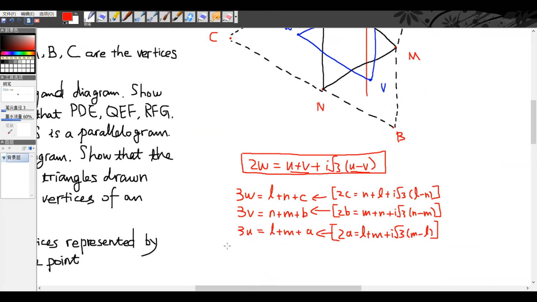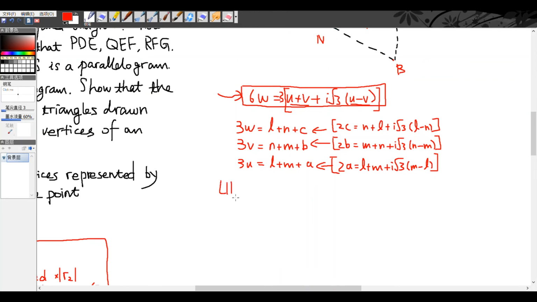So now, because the equality we want to prove is just this, we have to prove that the right hand side is equal to the left hand side. In order to make our calculation clear, I rewrite this equality as 6w equals 3 times our right hand side. So 3 times this right hand side, and our left hand side. Let's start to prove this proposition.